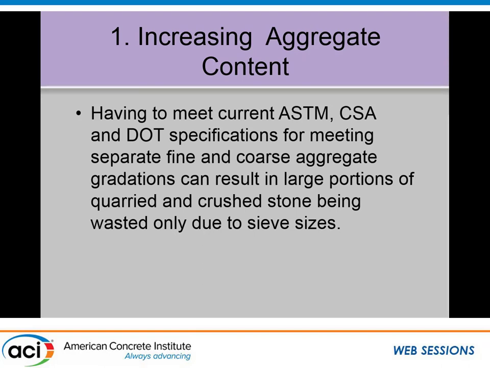You've got gradation envelopes for fine aggregate, you've got gradation envelopes for coarse aggregate, and there's a gap in the middle. And most plants have two bins, fine aggregate and coarse aggregate. You go to other parts of the world, they've got six bins. It's 0 to 2 millimeter, 2 to 4 millimeter, 4 to 8, 8 to 16, 16 up.